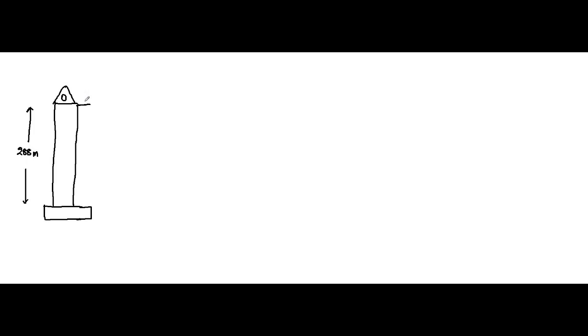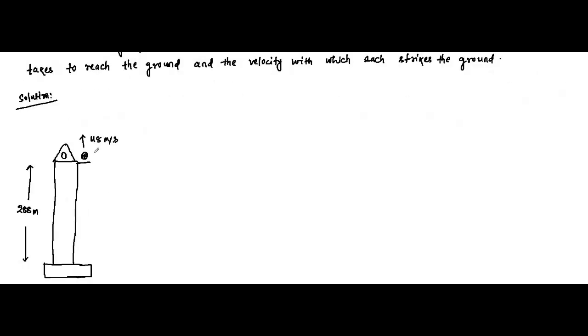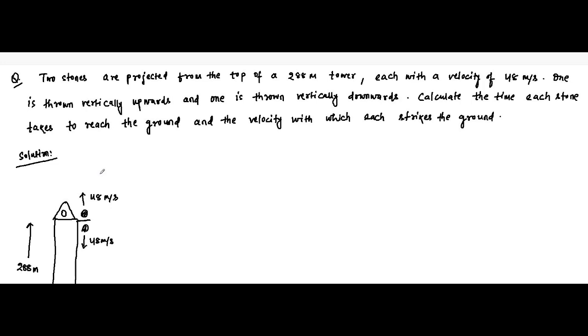One stone is thrown vertically upwards with a velocity of 48 meters per second and another stone is thrown vertically downwards with a velocity of 48 meters per second. So we have to determine the time taken by each stone to reach the ground and the velocity with which each one strikes the ground.